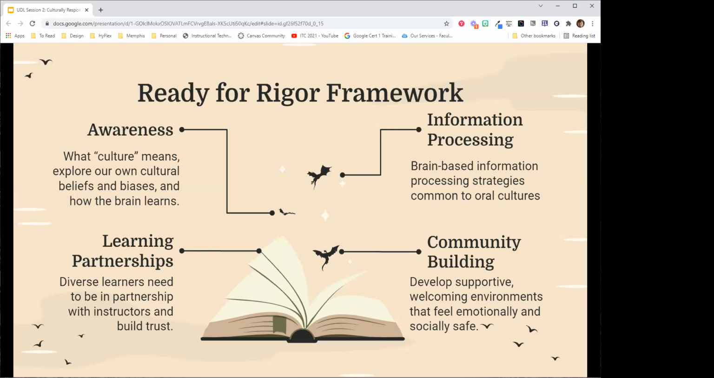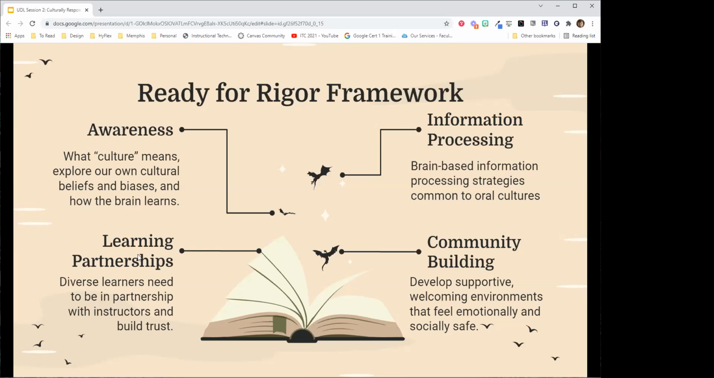Another way of thinking that is also understanding our information processing, that our brains process information through specific strategies. And some of those can be common to oral cultures or text-based cultures. It just kind of depends on our culture and how we were taught to learn. And so if we understand some brain-based information processing strategies from different cultural backgrounds, then we're going to be able to pivot, and we're going to be able to use those strategies in our courses to really develop those types of skills in our students, to meet them where they are and to encourage them to be in the space that we're in with that course.